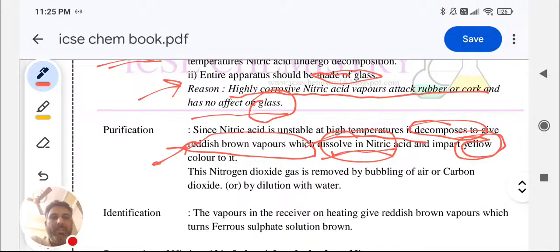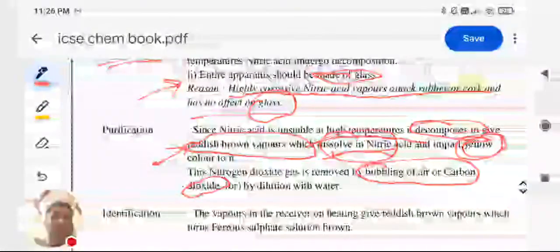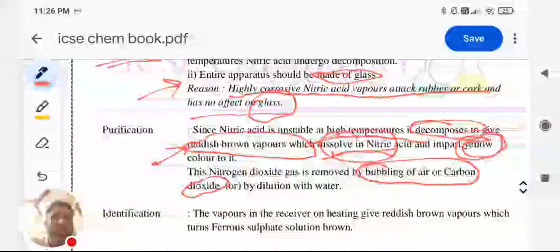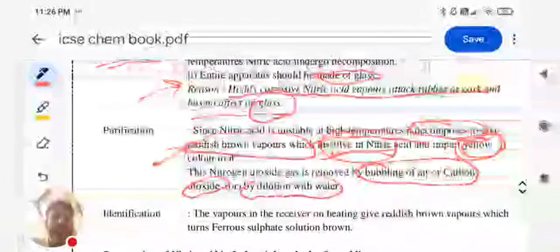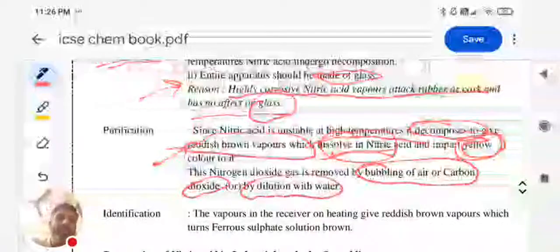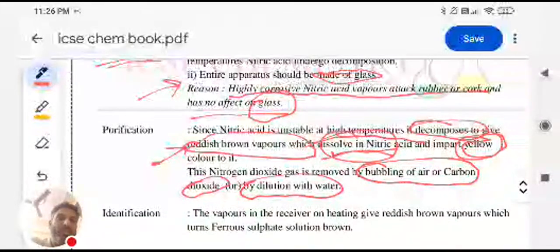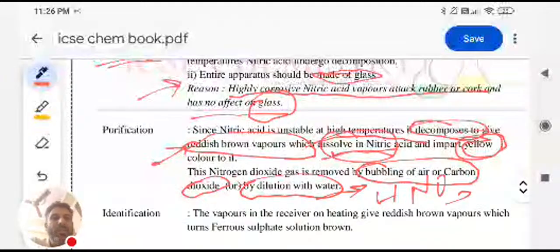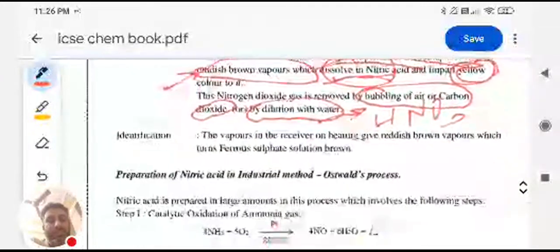And this yellow color can be removed by two methods. Either one, bubbling of air or carbon dioxide, which means when you send air or carbon dioxide, it will take the nitrogen dioxide along with it and comes out. That is one method. Or by dilution with water. So when you dilute the yellow nitric acid with water along with oxygen, the nitrogen dioxide will be converted to nitric acid. So in that way you can remove nitrogen dioxide gas.